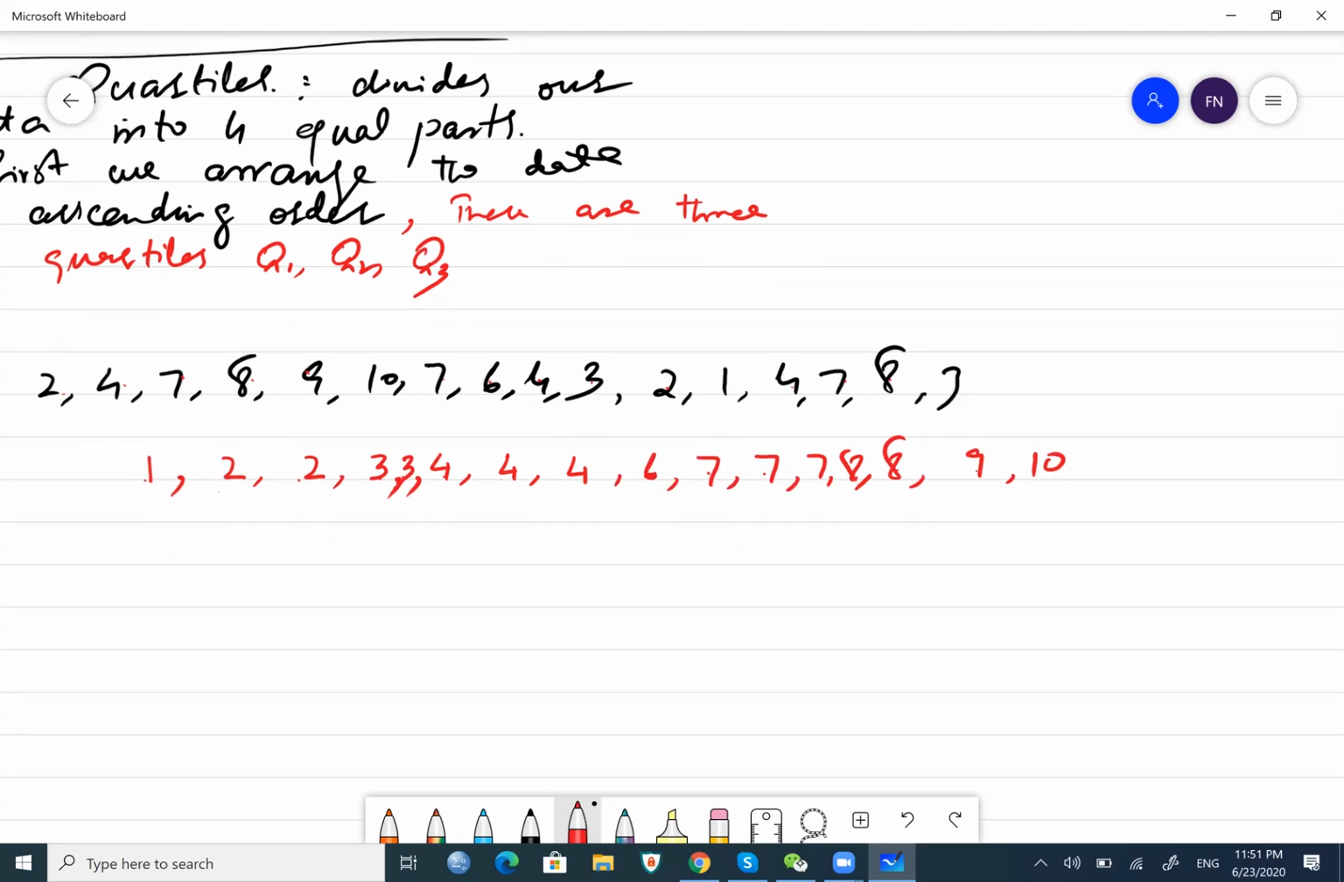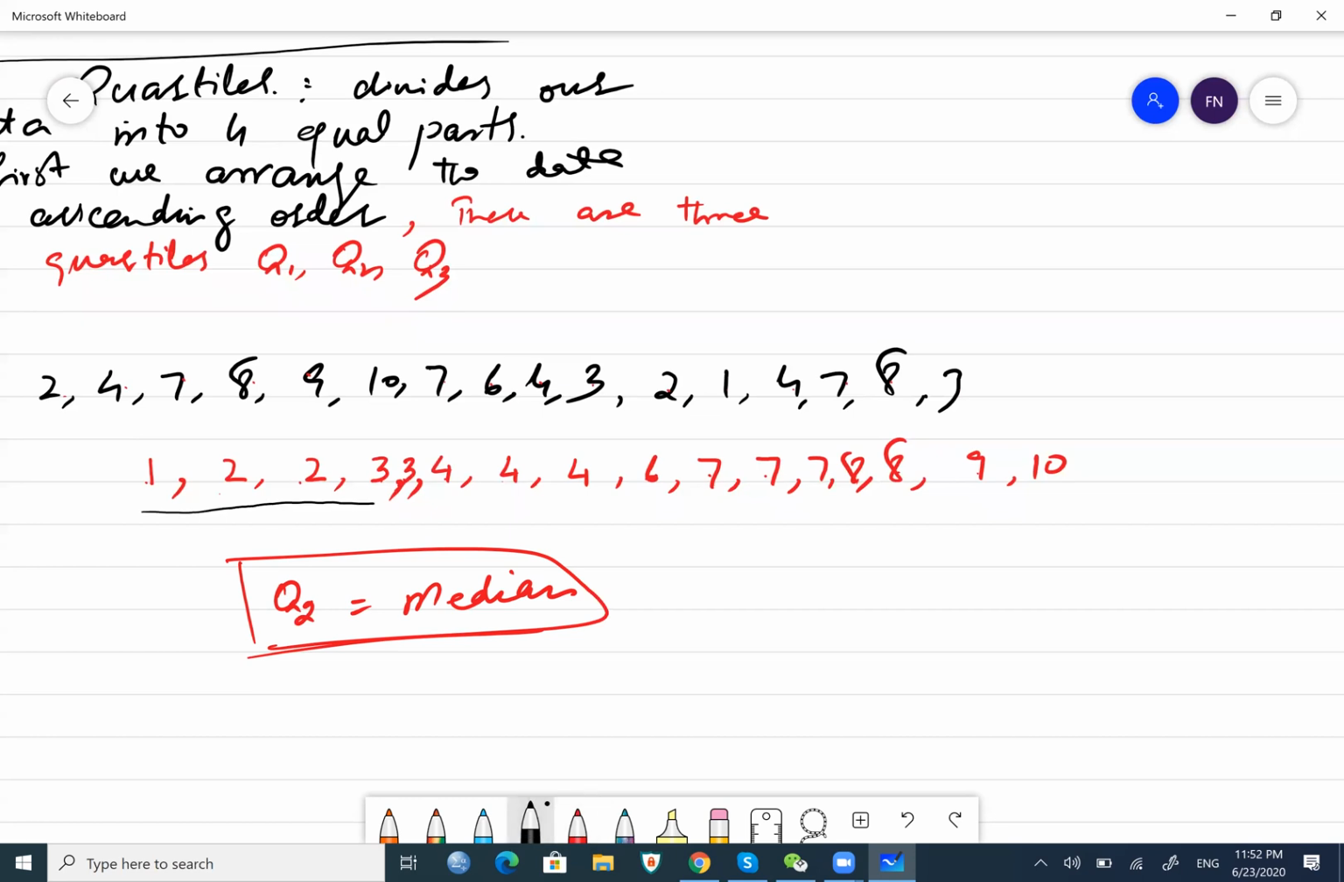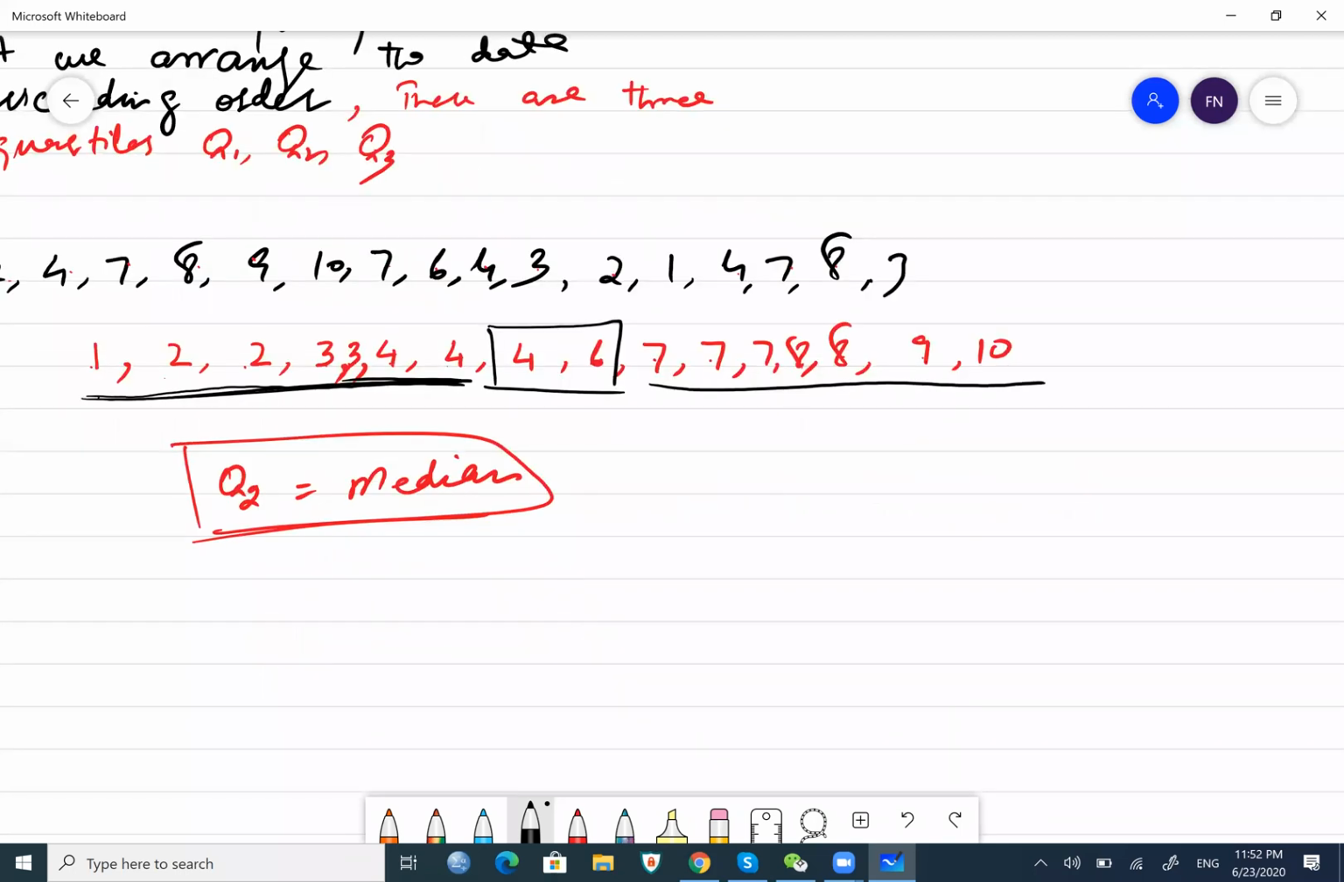So that's all. First of all, we calculate Q2. Q2 is equal to median. How do we calculate median? We divide the data into 2 equal parts. We have 16 numbers. 8 would be on the left side and 8 on the right side. And the middle two numbers are 4 and 6. So we will calculate the average of these middle two numbers. 4 plus 6 divided by 2. So 5 is our quartile, which is Q2.